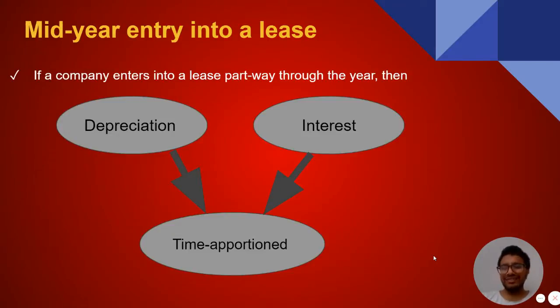Next thing is mid-year entry into lease. What we need to adjust in case of a mid-year lease is, as you have done in case of group accounting for mid-year acquisitions and mid-year disposals, the depreciation amount will be different and the interest amount will be different, basically time apportioned, right? So if we entered into a lease in the middle of the year, then 6 by 12, and for interest as well, 6 by 12, same thing. So it just depends.